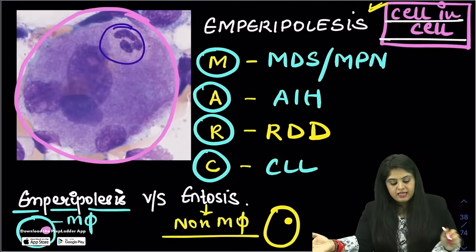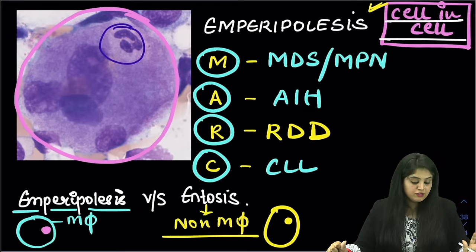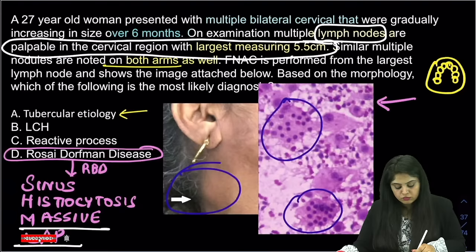Yes, it was asked once in INI-CET. So yes, that is where all the confusion started off. I hope everyone's okay with it. Okay, this one is done. So this was a case of Rosai Dorfman showing you emperipolysis.